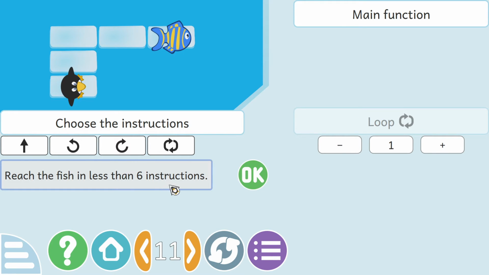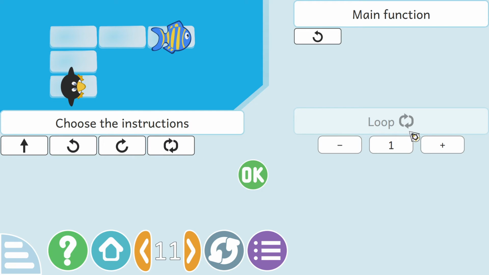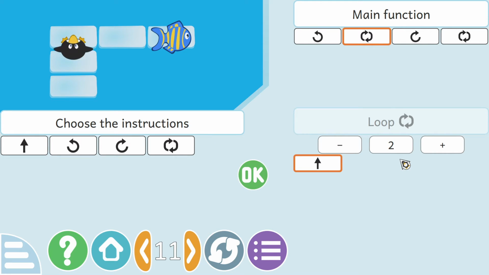So reach the fish in less than 6 instructions. First thing I'm going to do is turn left. And I'm going to say loop twice, walk forward. And here I'll turn right, and then get it to loop again. So that's calling the loop. Turn left, 2 steps forward, right, and 2 steps forward.